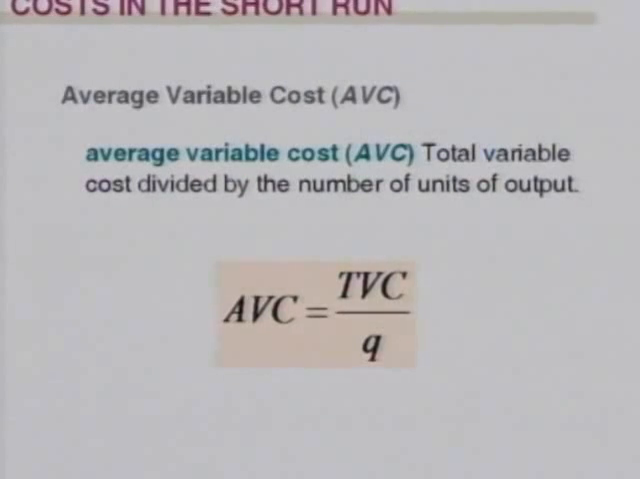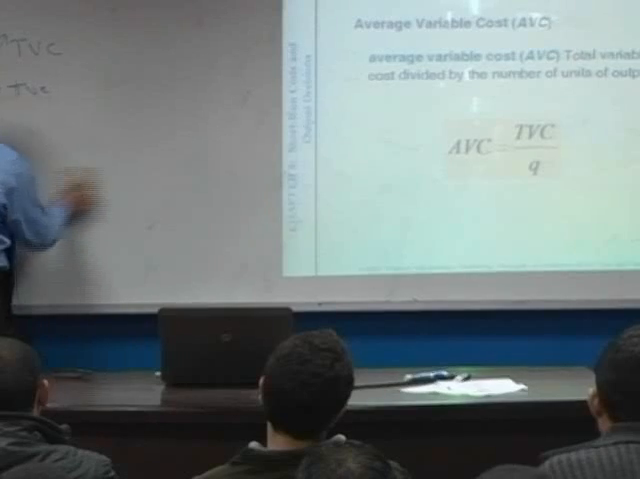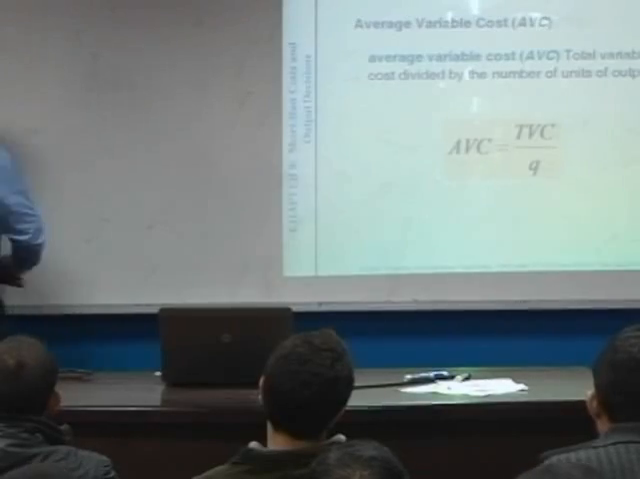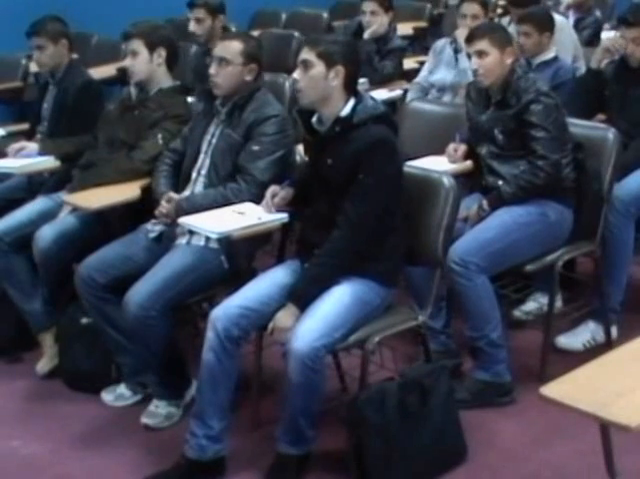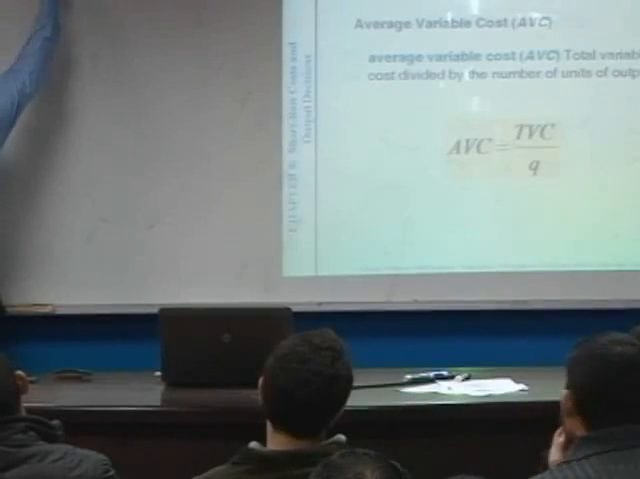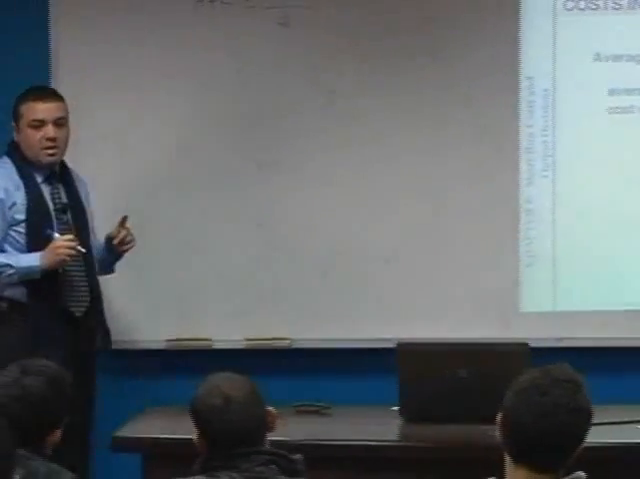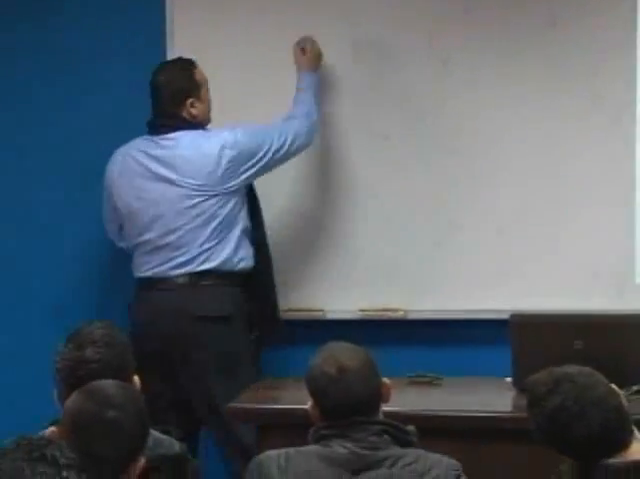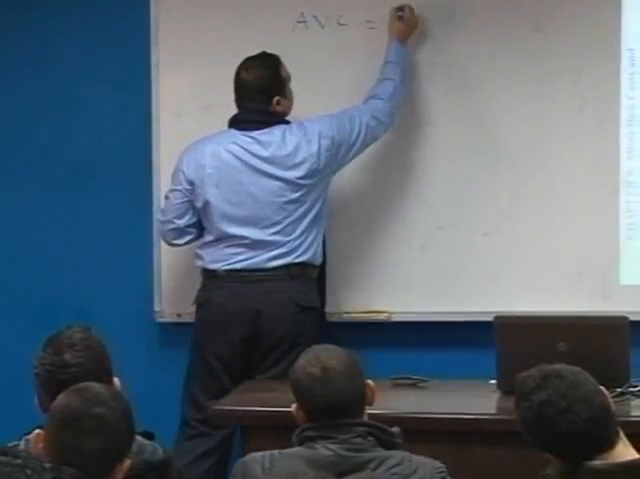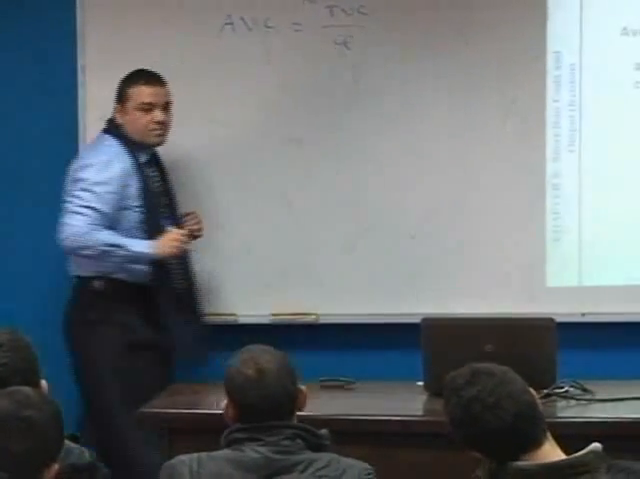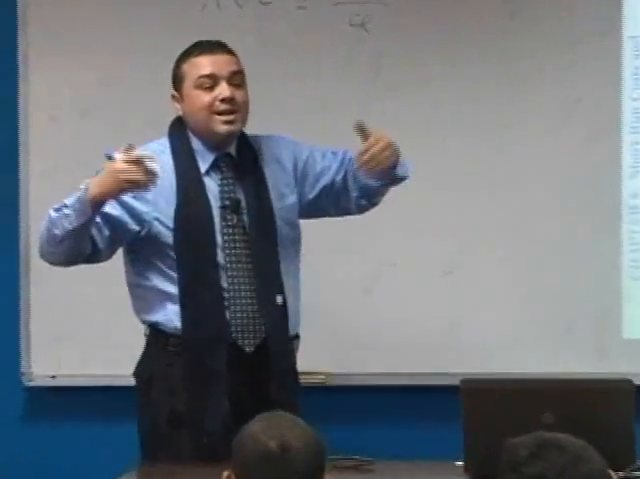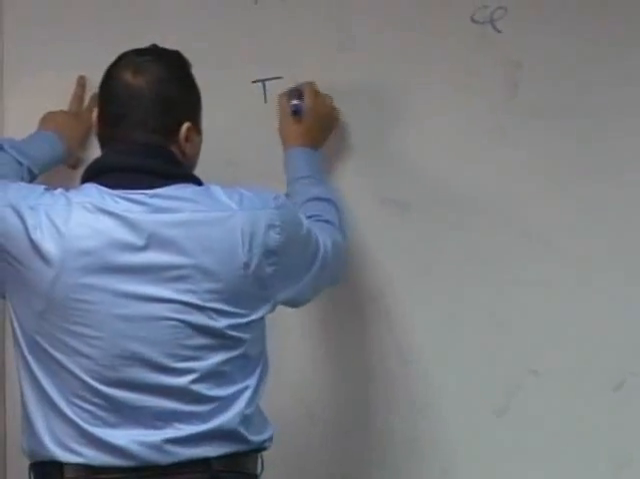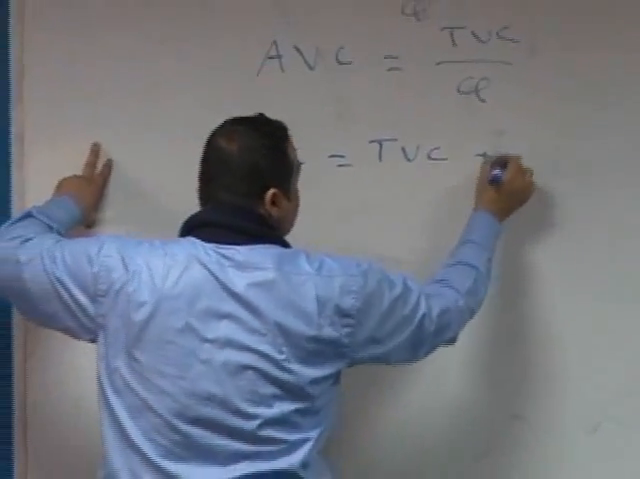Average variable cost. Average variable cost is quite similar to the formula of the average fixed cost, but it's related to the variable cost. As we mentioned, the average fixed cost equals TFC over Q. Right? Now we are going to discuss the average variable cost, which equals TVC over Q. Right? And we have average total cost. As we mentioned, total cost equals TVC plus TFC.